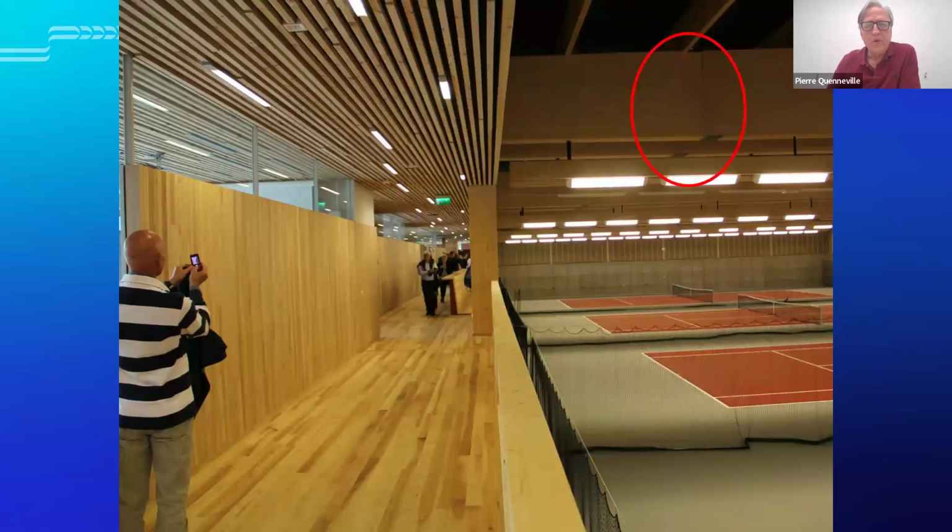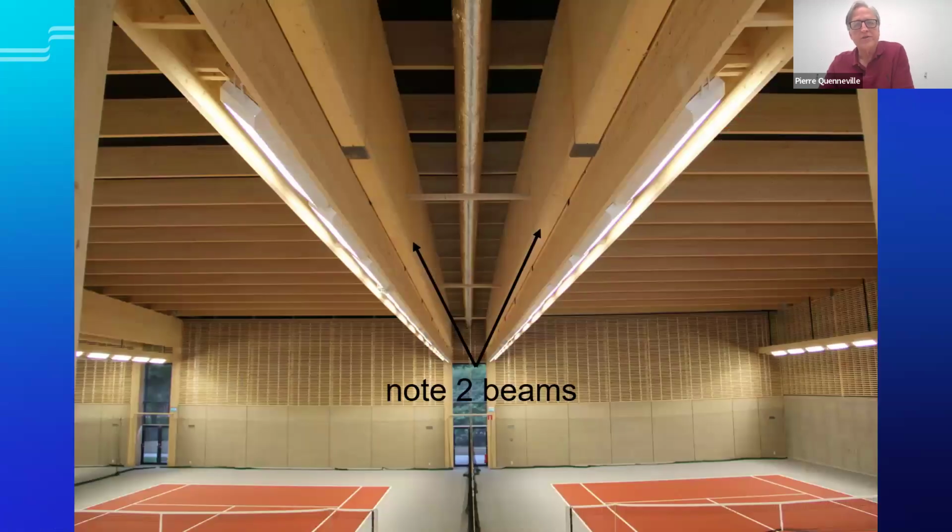And we see the supported beam resting on the first column, and to the left there will be another column, but working in tension. For each of these beam locations, we have 2 beams. So the roof joists are supported by these beams.